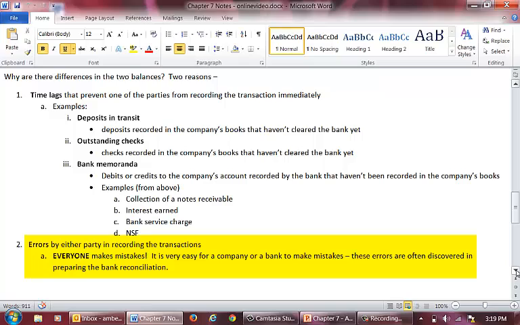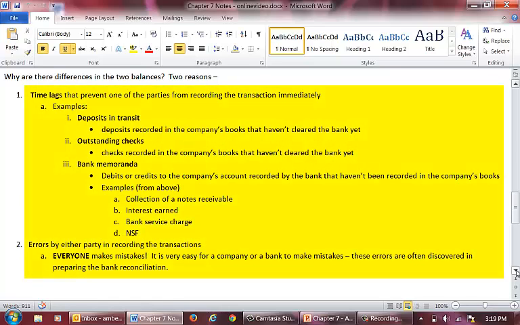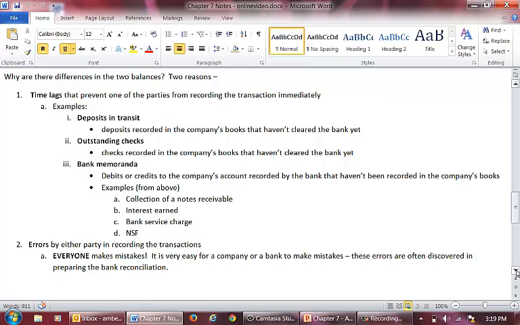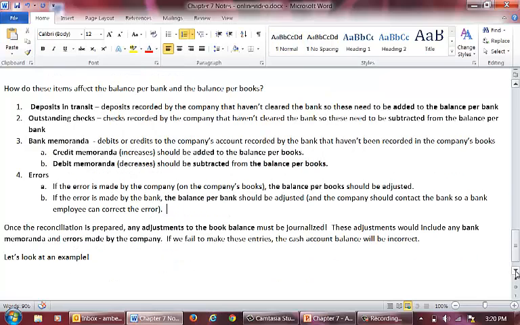The second cause of differences in the book and bank balances is errors, either by the bank or by the company. Because of the differences indicated here, we must prepare what's called a bank reconciliation to account for the differences. Now, let's talk about how these differences will impact the bank reconciliation.